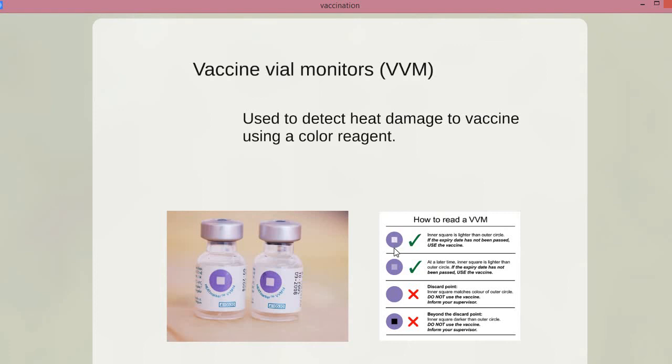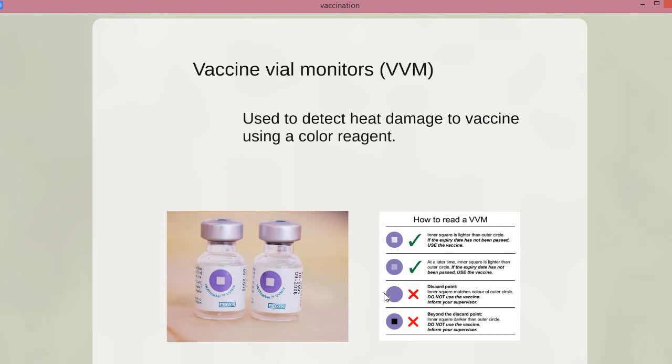The inner square will start to become darker, but still in this situation you can say that it is paler than the outer circle. This means the expiry date is near. You check the expiry date. If the expiry date has not been surpassed, you can still use this vaccine. But if you see the color coding in this position and the expiry date has passed, then you can't use the vaccine.